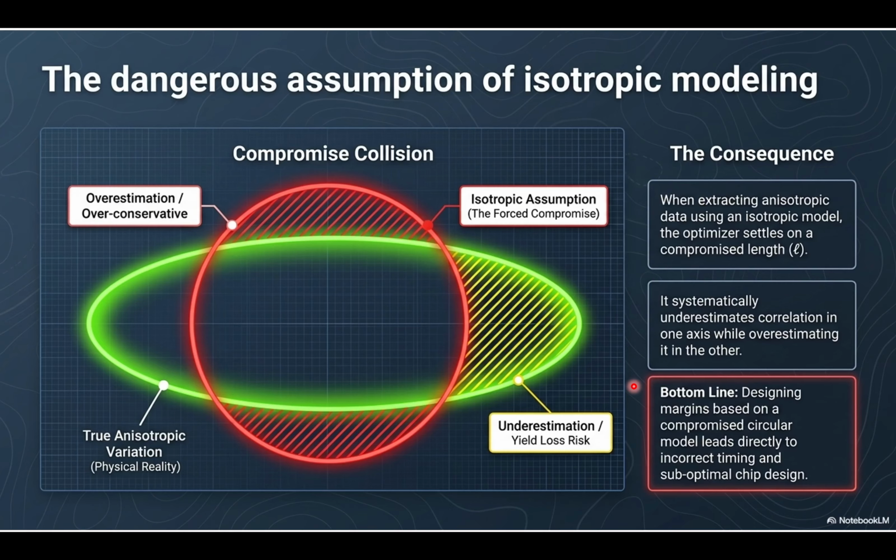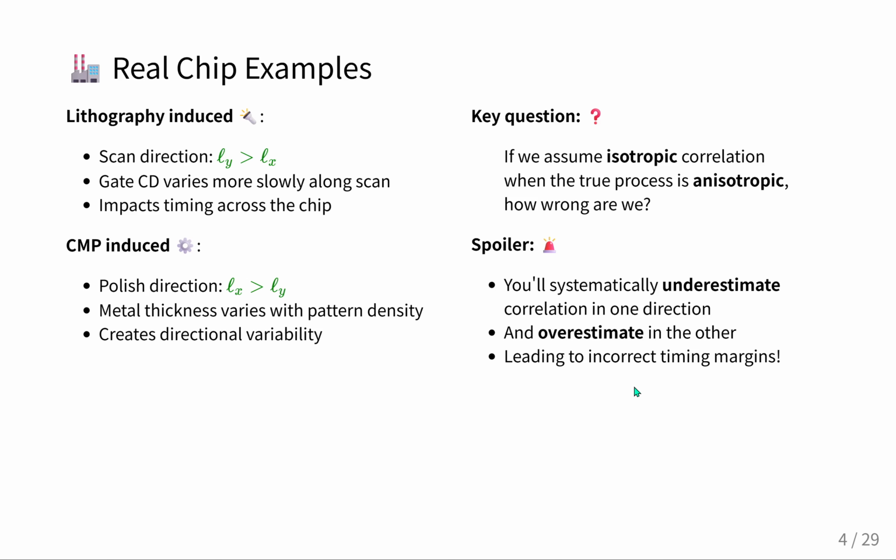Let's say in the Y direction, the properties vary very slowly. But your compromise model assumes they vary quickly. Your design is now overly conservative, wasting power or space to protect against a variation that isn't even there. And in the X direction, it's the opposite. The model is overly optimistic. It assumes the chip is more uniform than it really is. Which is a disaster. What's the absolute worst case scenario there?